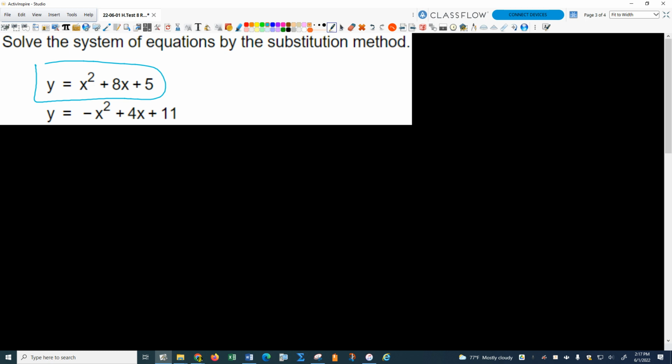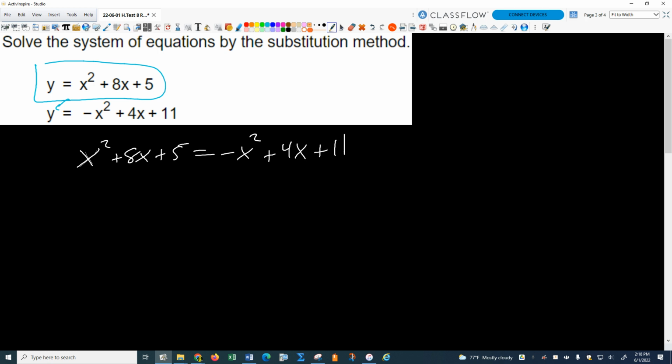Both of them are already solved for y. So I could take that top equation, for example, and substitute the trinomial in for y in the bottom equation. And what's that give me if I do that? I get x squared plus 8x plus 5 equals, on the other side, negative x squared plus 4x plus 11.